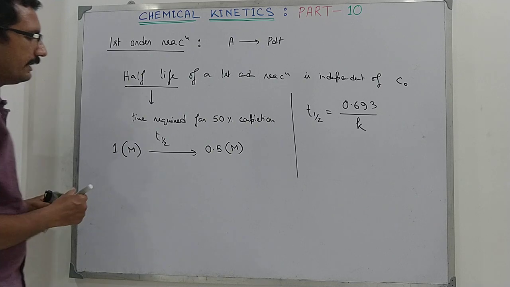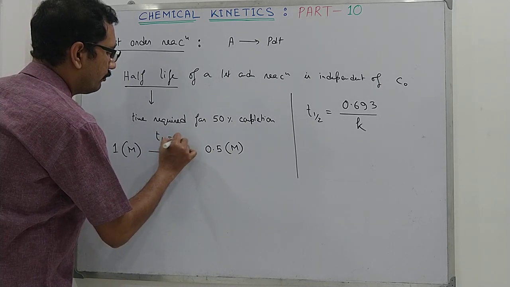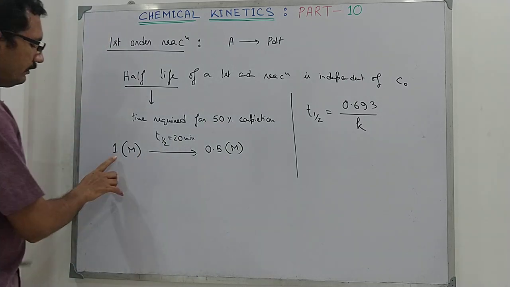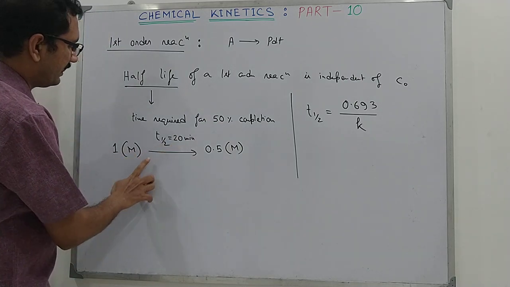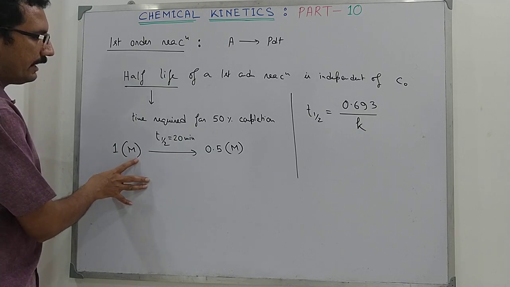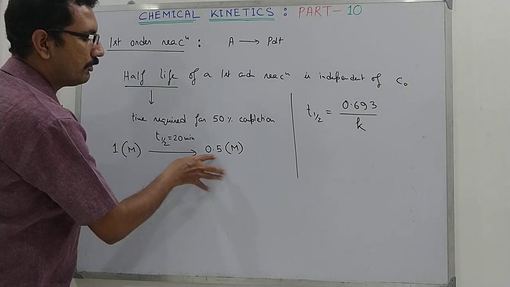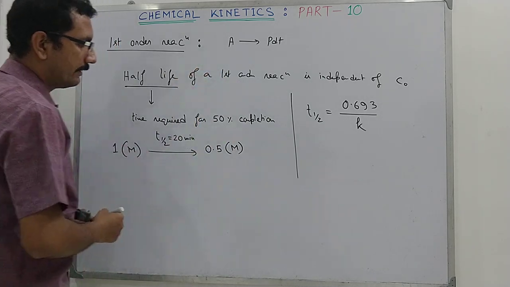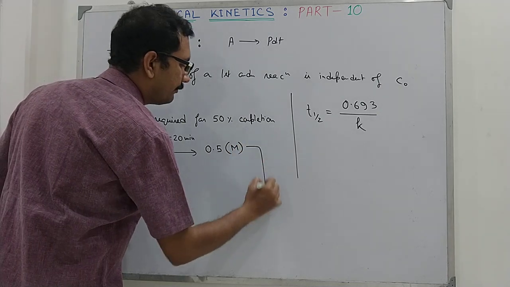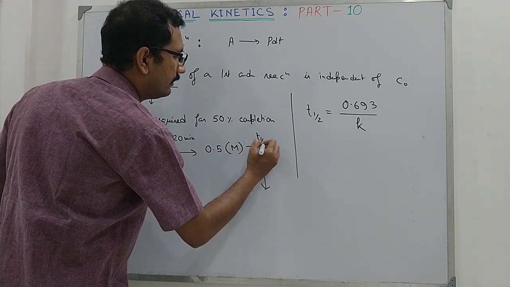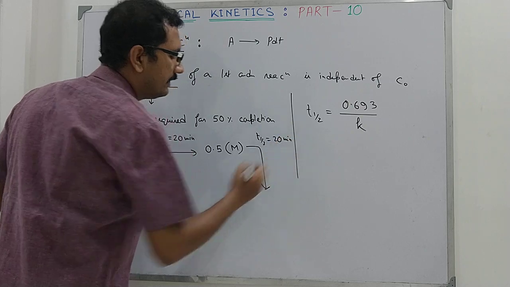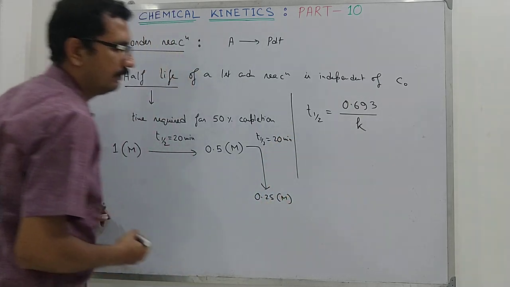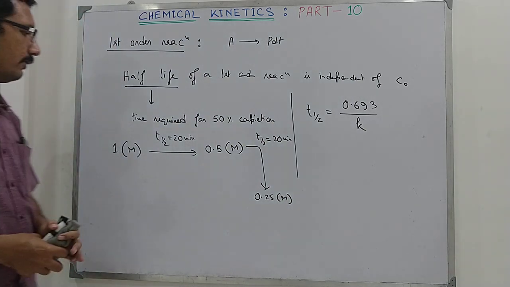Now say for an example, this T half is equal to 20 minutes. So after 20 minutes from the start, this 1 molar concentration will be converted to 0.5 molar. Now the beauty of the first order reaction is that if you wait for another 20 minutes, that is another T half, you will see that there will be 0.25 molar left.